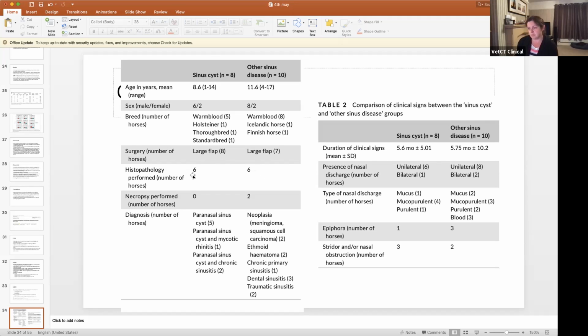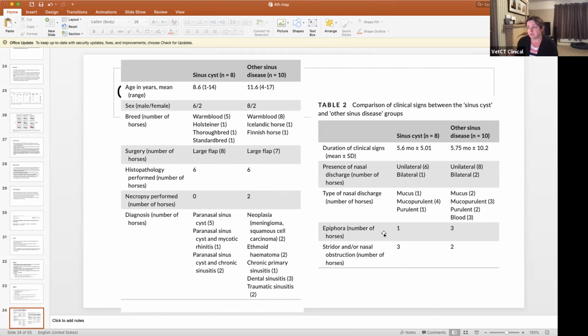Most of them had histopath. One of them had, a couple of them had necropsy, and all of them in the cyst group had paranasal sinus cyst with various other things. And then they had a couple of neoplasias, a couple of ethmoid hematomas, 1 chronic primary sinusitis, some dental sinusitis, and traumatic sinusitis in the other category.